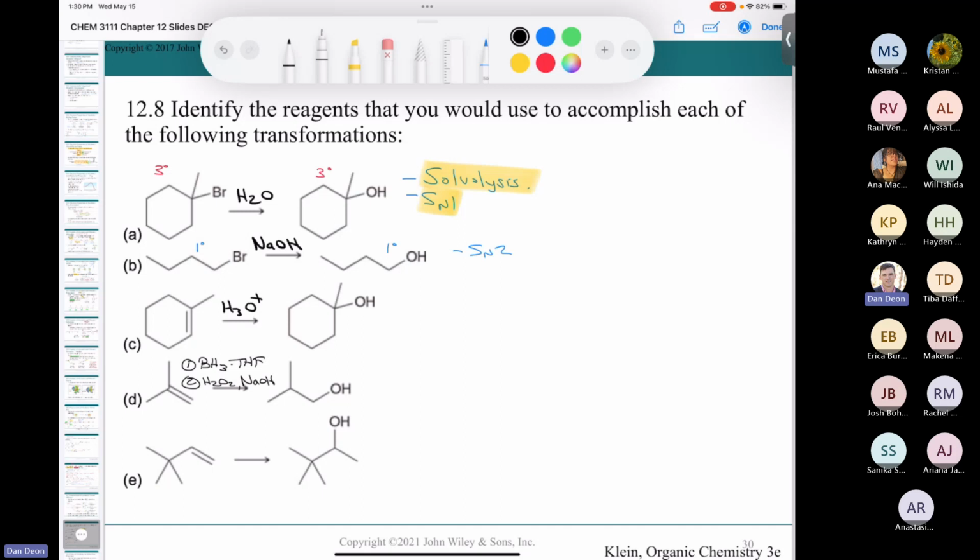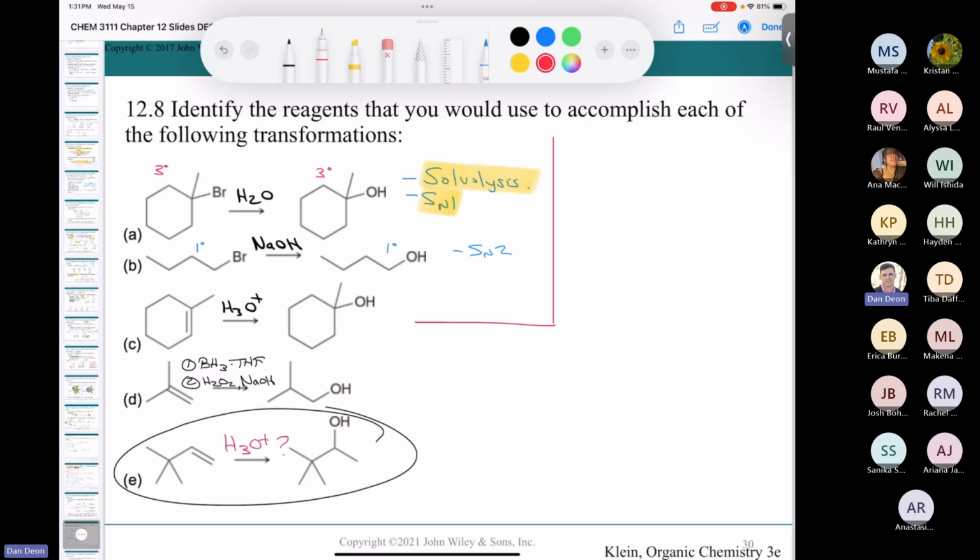And then the last one, I don't know if anybody took a look at these before class today, but this last one, is this a Markovnikov or anti-Markovnikov addition of water? It's a Markovnikov. Now in this case, I know you're all very astute. Can I use H3O plus in this specific case? Will it work? No, thanks, Rachel. Awesome. It's not going to work, is it? Okay. In this case, it won't work.